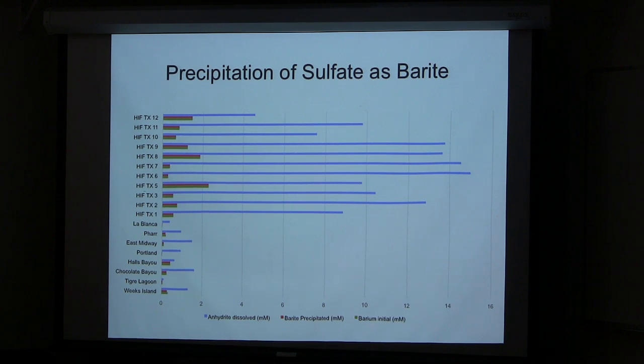So the plot here is a model of the anhydrite dissolution and subsequent barite precipitation. Plotted here in blue is the amount of anhydrite that was dissolved into the system, in red is the amount of barite precipitated, and in green is the initial amount of barium contained within the formation fluids. You can see that for all of these models, all of the barium in the system is precipitated out as barite. But you can also see that the amount of anhydrite dissolved is much greater than the amount of barite precipitated.